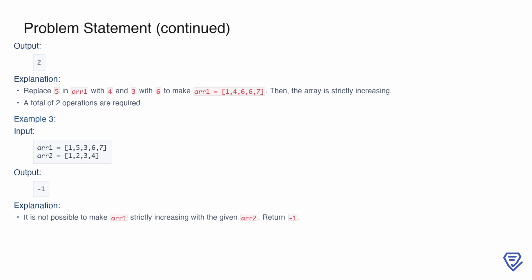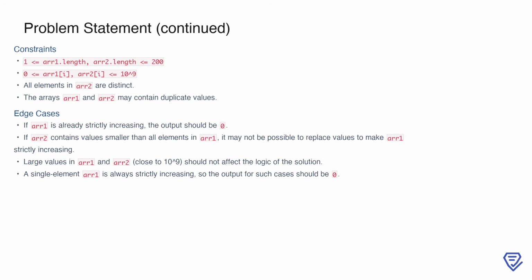On the other hand, in a third example with arr1 equals 1, 5, 3, 6, 7, and arr2 equals 1, 2, 3, 4, the output is -1 because it is not possible to make arr1 strictly increasing using the elements in arr2. Finally, let's review the constraints and edge cases for this problem.